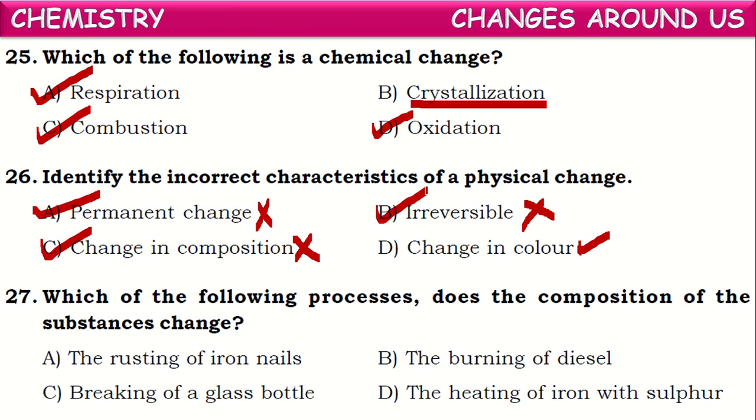See here, which are chemical changes out of these given? The rusting of iron is a chemical change. Burning of diesel is a chemical change. Breaking of a glass bottle is a physical change because there is no change in the chemical composition. Heating of iron with sulfur: when iron is heated with sulfur it forms iron sulfide, so the composition changes. So in these three processes the chemical composition is changed.